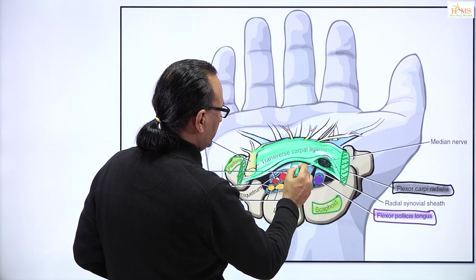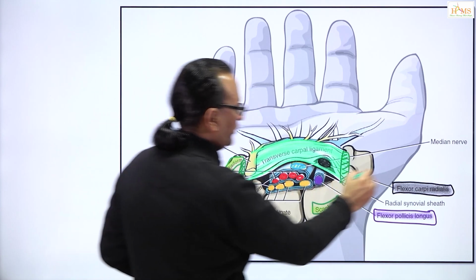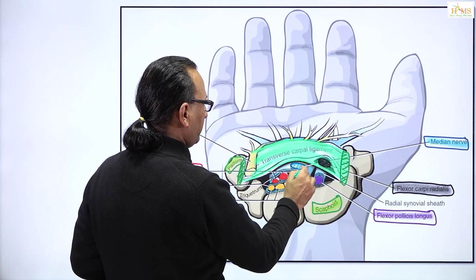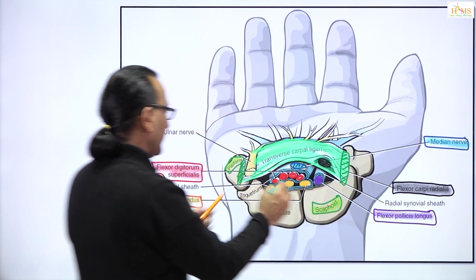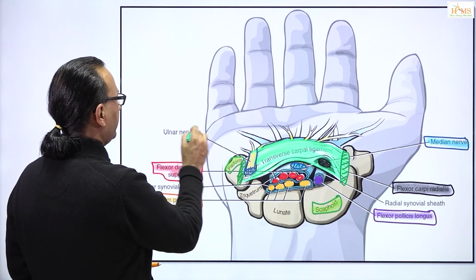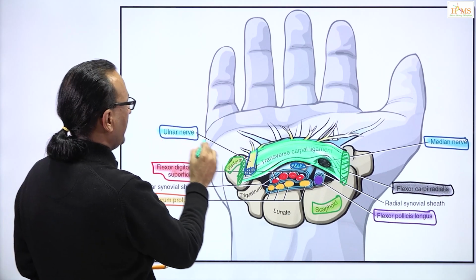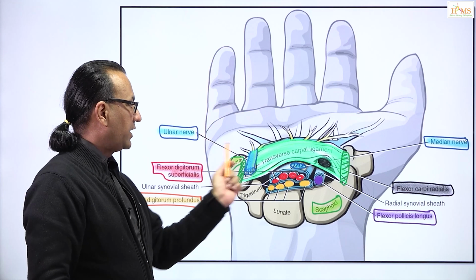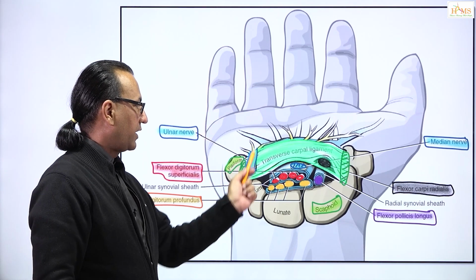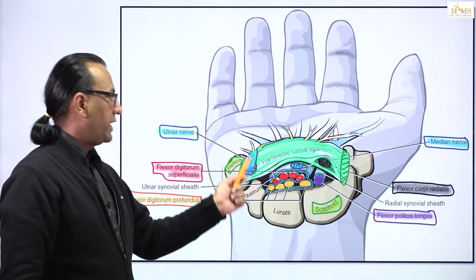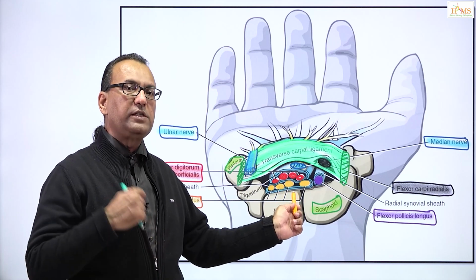Then what about the structures which are passing superficial to the flexor retinaculum? That is the ulnar nerve. As we focus towards the ulnar side, the ulnar nerve is passing superficial to the flexor retinaculum in a tunnel which is called Guyon's canal. The pisiform bone is towards the little finger side, the medial side, and the nerve is lying lateral to that in Guyon's canal, but passing superficial to the flexor retinaculum. That is why it does not get involved in carpal tunnel syndrome.